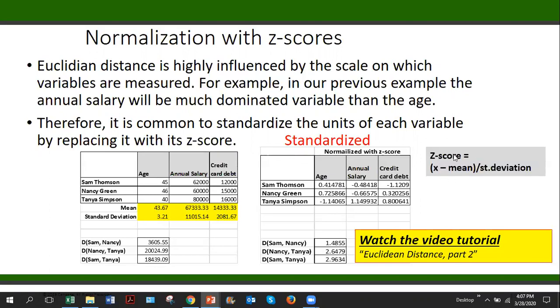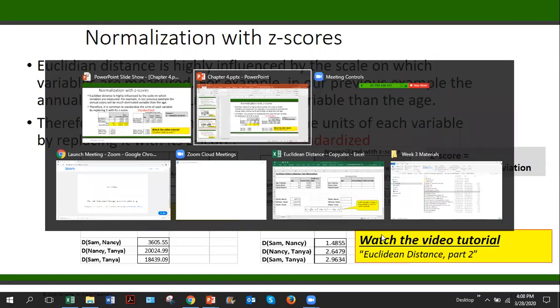This is the formula for how we calculate z-scores. For each value, we will calculate the value minus the mean of all variables in that category, divided by the standard deviation of those variables. So I will go and do this in Excel. Let me switch to Excel.